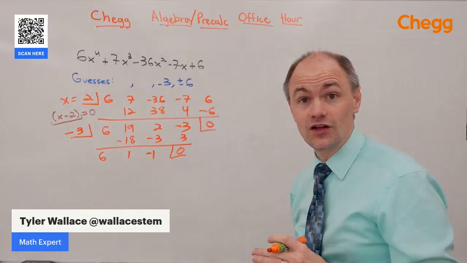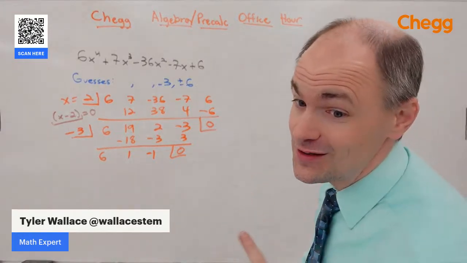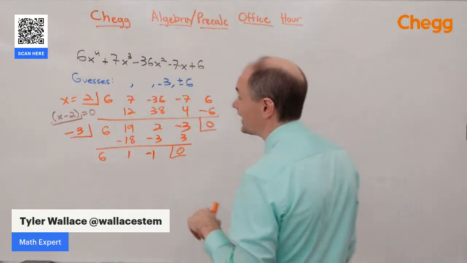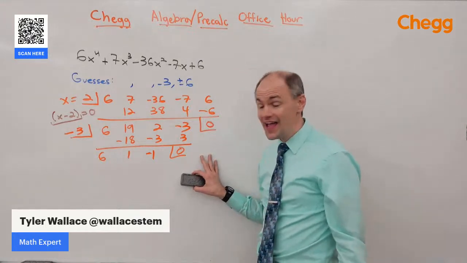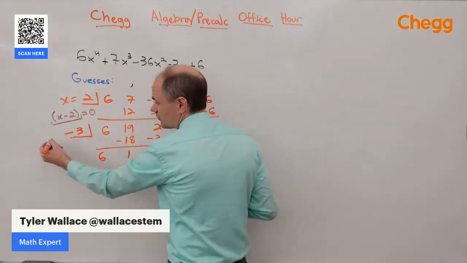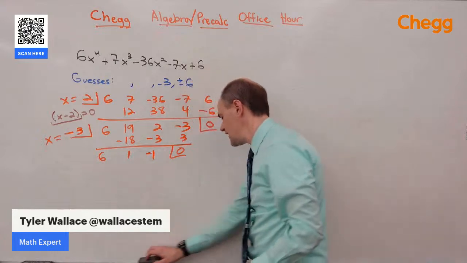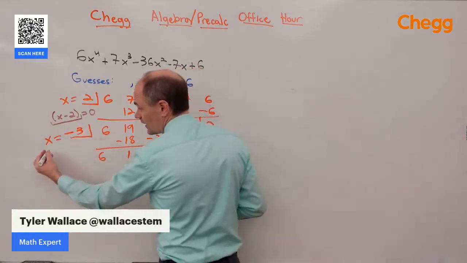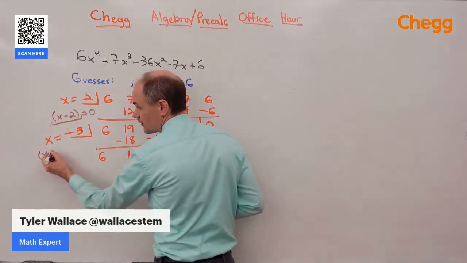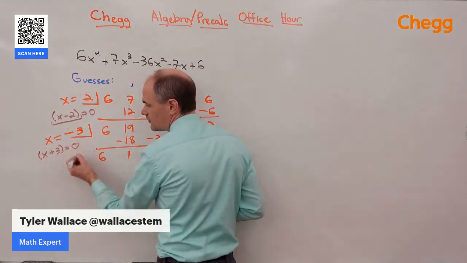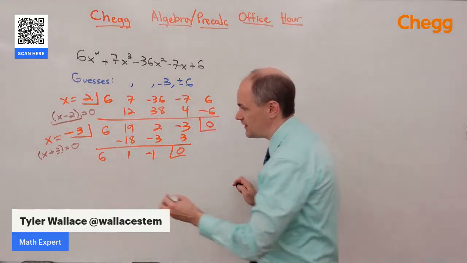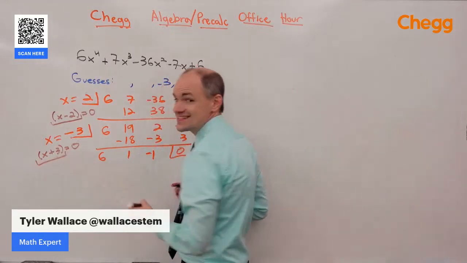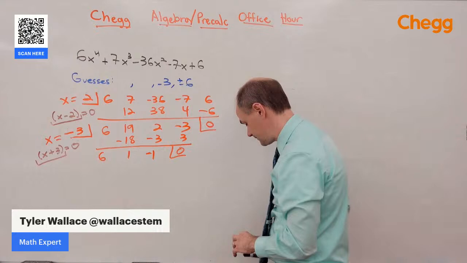Whew. This problem's taking longer than I thought it would. But we have successfully reviewed a lot of synthetic division. And we found another solution. X equals negative 3. Which means we can add 3 to both sides to make it into a factor that's equal to 0. X plus 3 equals 0. That's going to be our second factor.